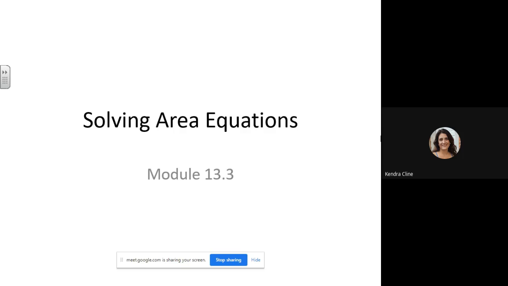Like I said, take a picture of your notes and attach them, but you will need to have this heading on the top: solving area equations. Now, throughout the video, if I'm going too fast and you need more time, you can always pause the video, finish writing whatever you're writing, and then start the video again. Okay, so if you ever need more time, do that.